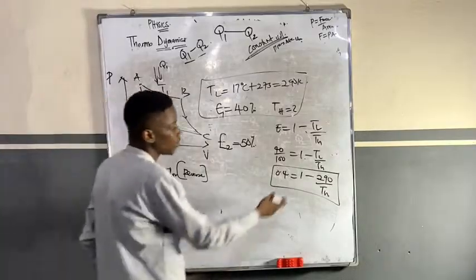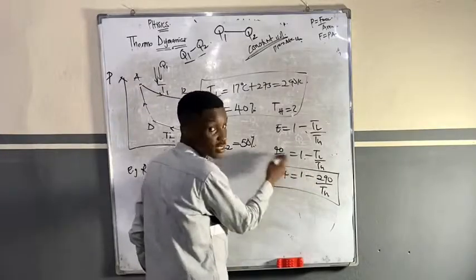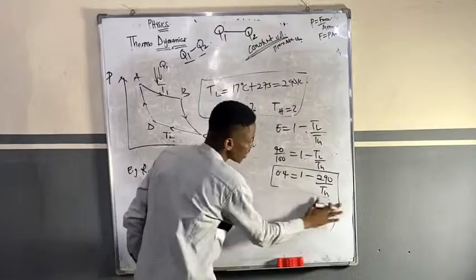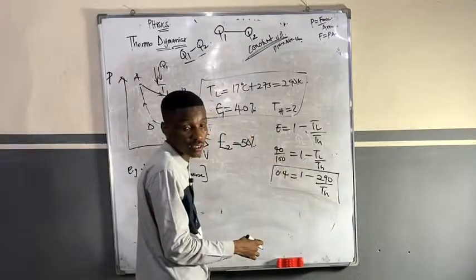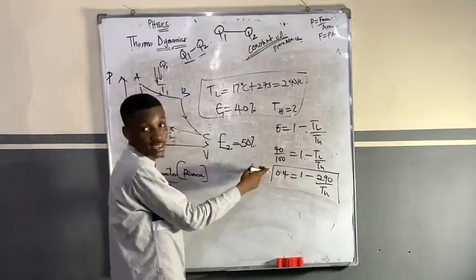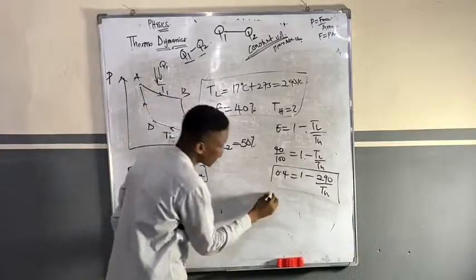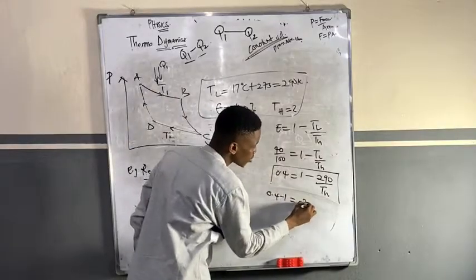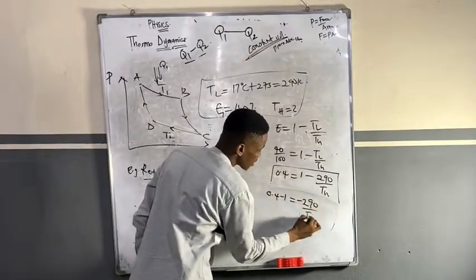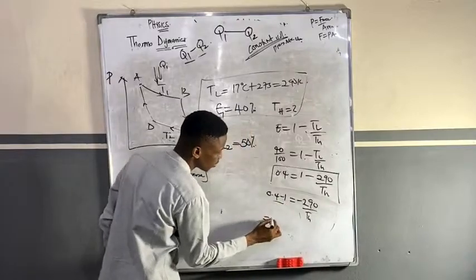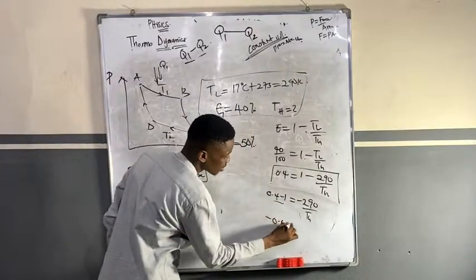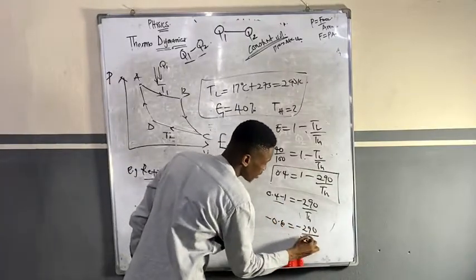If I'm using math now, I can carry this to the other side, right? To make it easier, I can carry 1 to this other side. Look now, you can carry 1 here. So that is 0.4 minus 1 equals minus 290 over TH. If you do that, what does this give you? Minus 0.6 equals minus 290 over TH.